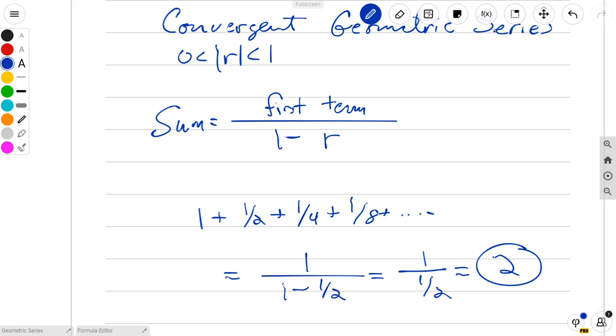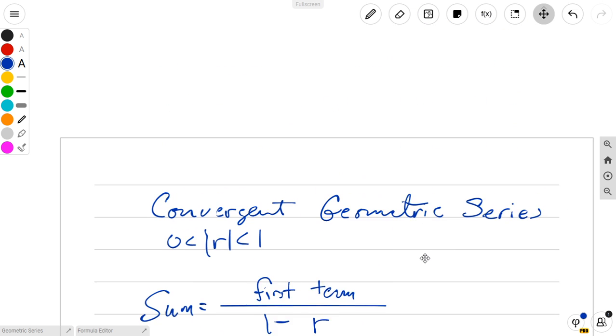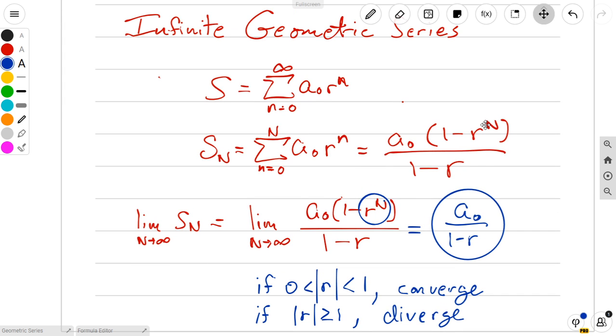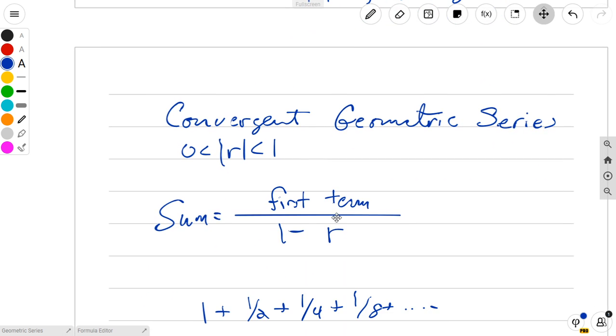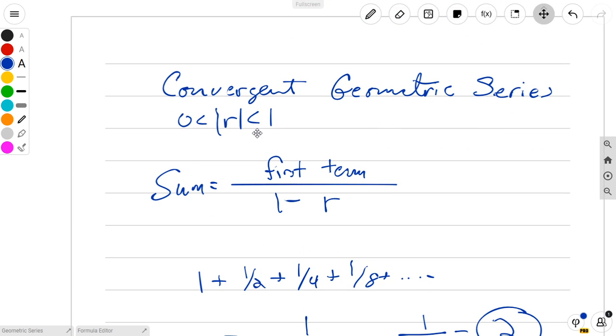And so that's it. If you're trying to find a partial sum only going out 50 terms or 100 terms, we're going to use this partial sum formula. If you're going out an infinite number of terms and you know your ratio is between 0 and 1, this is the formula we're going to use: first term divided by 1 minus your common ratio.